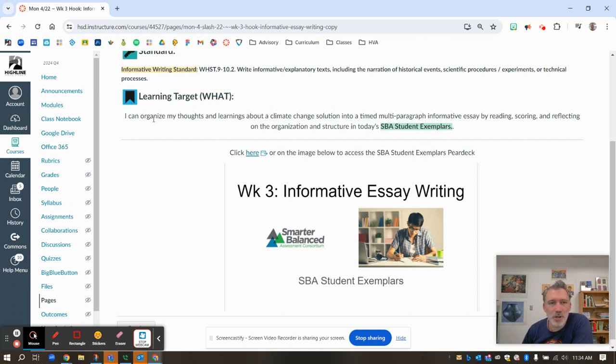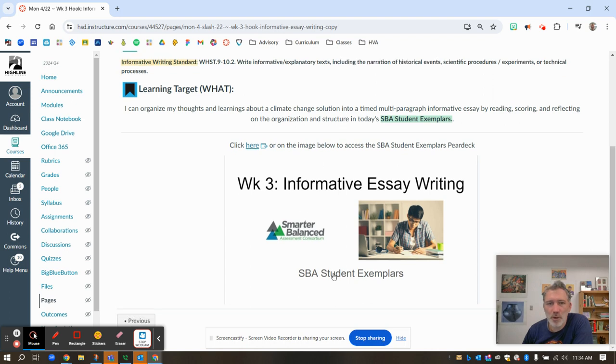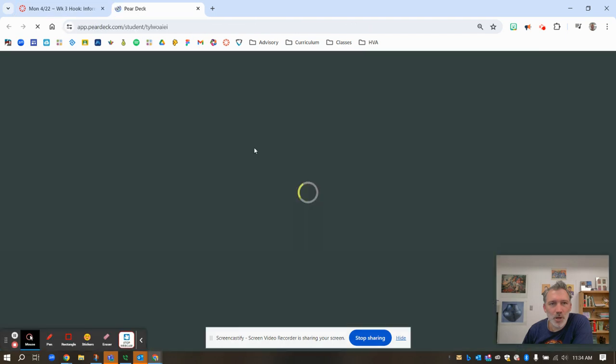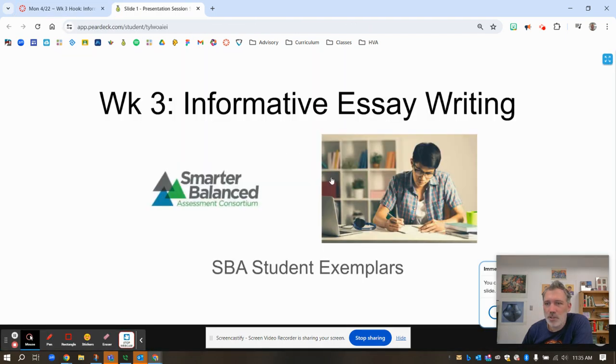So today, your learning target is that you're going to be able to organize your thoughts and learnings about a climate change solution, which is what we're going to do over the next couple of days, into a multi-paragraph informative essay. Today, we're going to be reading, scoring, and reflecting on the organization in some SBA student exemplars. You're going to click here on this Pear Deck to access this, and I'm going to try and join as a student.